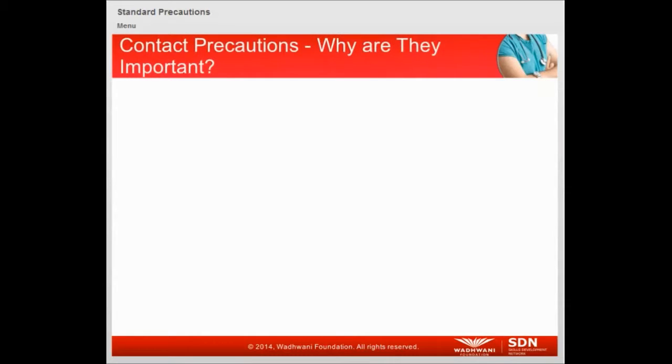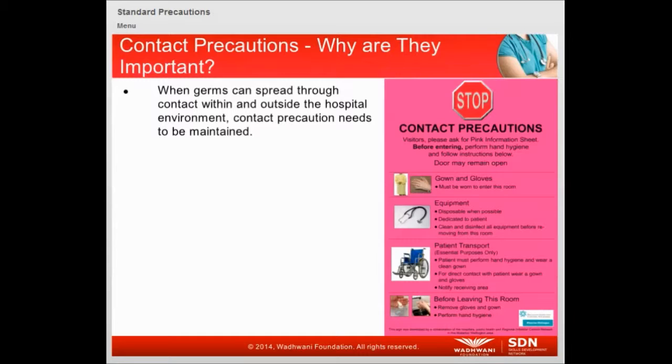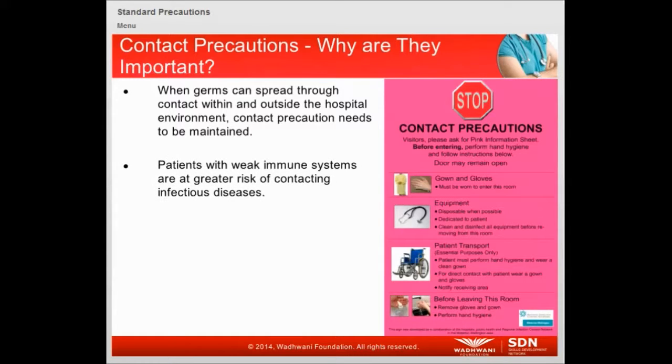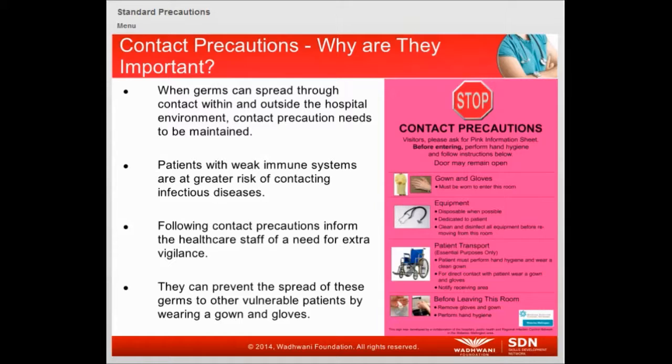Let's see why contact precaution is important. When germs can spread through contact within and outside the hospital environment, contact precaution needs to be maintained. Patients with weak immune systems are at greater risk of contracting infectious diseases. Following contact precautions informs the healthcare staff of a need for extra vigilance. They can prevent the spread of these germs to other vulnerable patients by wearing a gown and gloves.